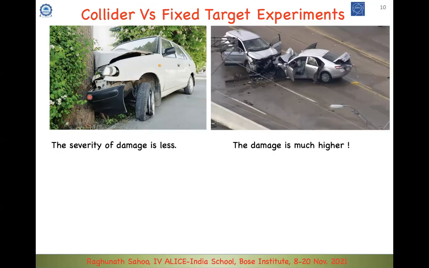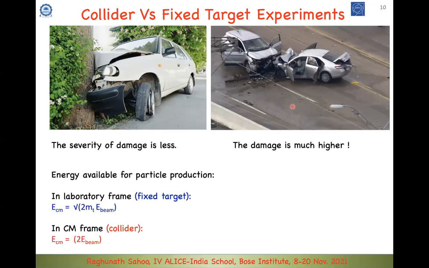In a fixed target experiment, my target is fixed and my projectile is coming and colliding. The damage severity is much less compared to a highway head-on collision, where the damage is higher, right? As a heavy ion physicist, I look into higher damage, because higher damage gives me proper debris, and I can characterize the debris to conclude about the formation of quark-gluon plasma. Although I could show you that philosophically this is more favorable for studying quark-gluon plasma, there are also different advantages of studying fixed target experiments.